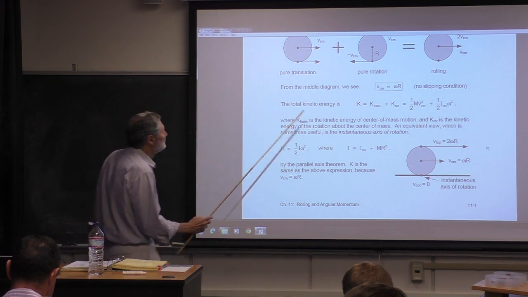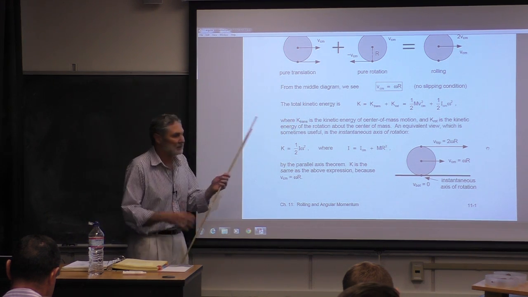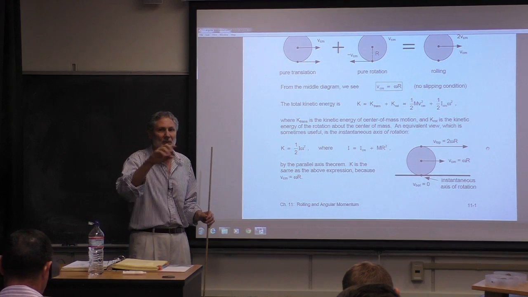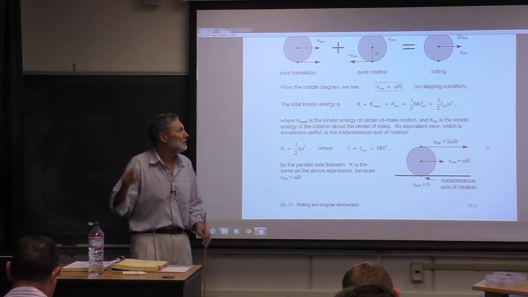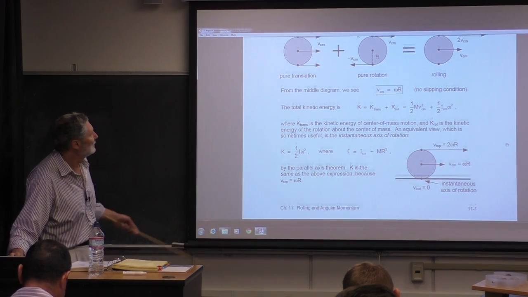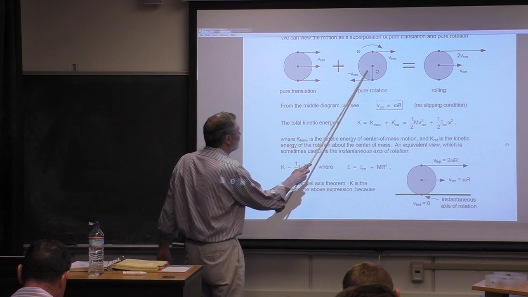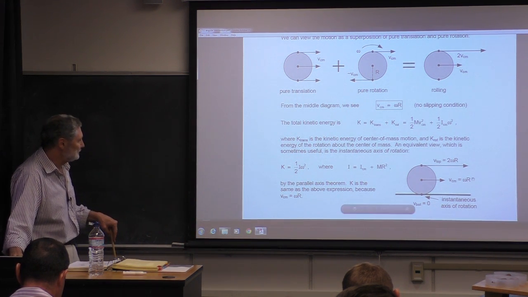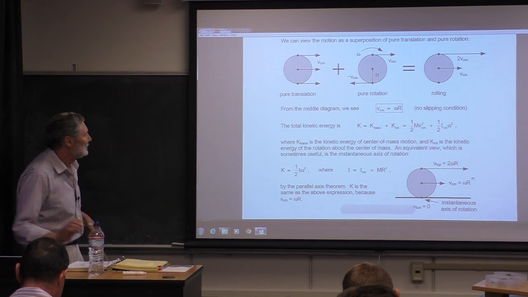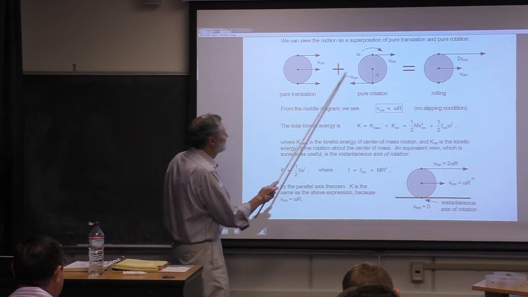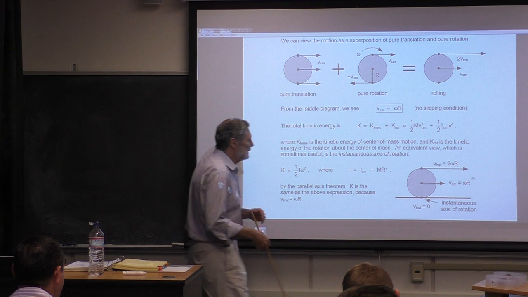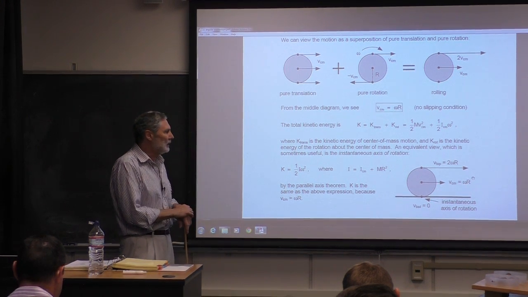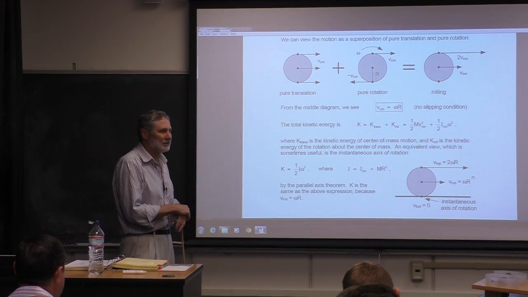So we now have, in addition to translational energy, rotational energy. And you can see that clearly here. We have some translational energy and some rotational energy. So there is an alternative view to this that is sometimes useful, and we will use it in one of the demonstrations tomorrow.